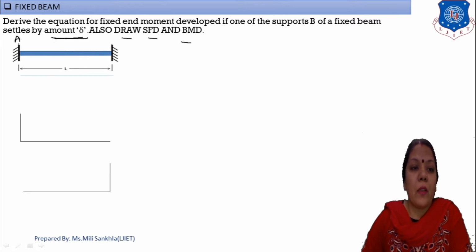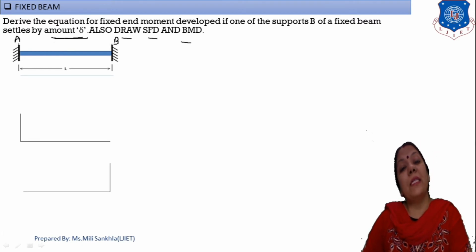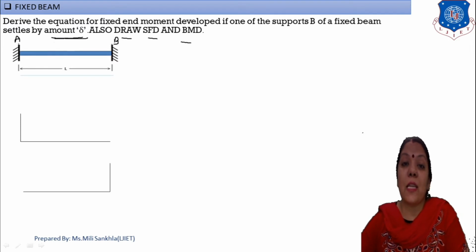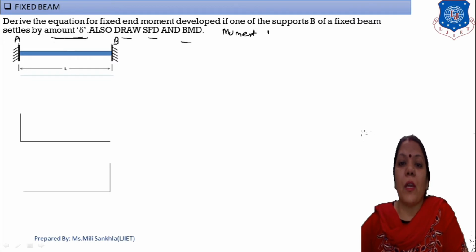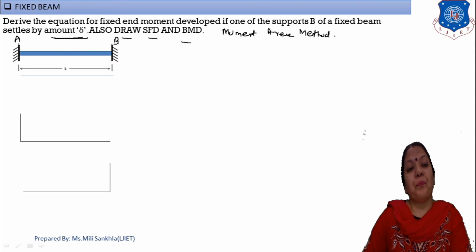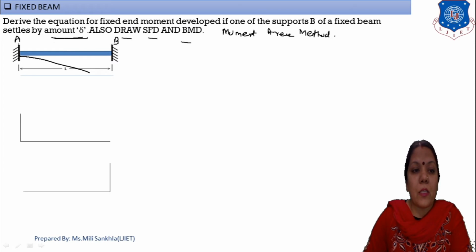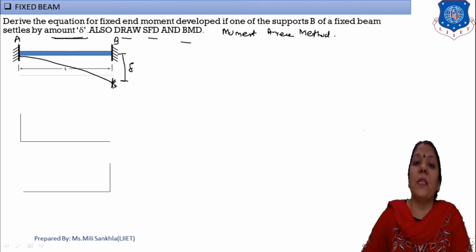This is our point A, this one is our point B, and distance L is given. Now support B settles down by amount delta, and this derivation we prove with the help of the moment area method. So right here, moment area method. Now support B settles by amount delta, that means support B goes like this way. Delta means deflection, settlement, sinking.